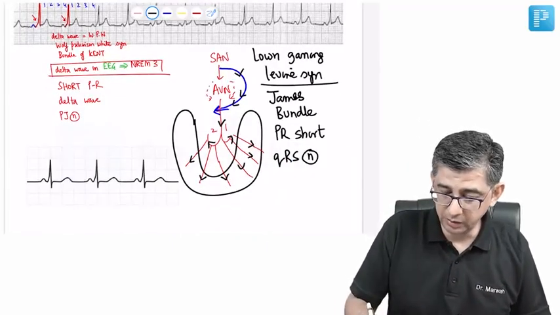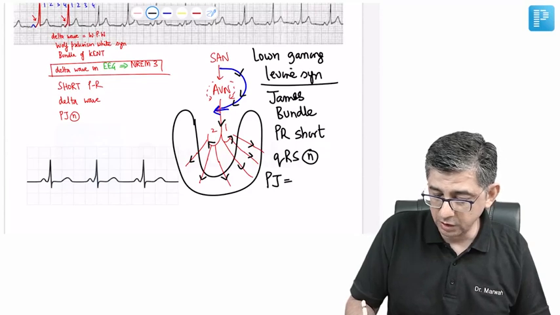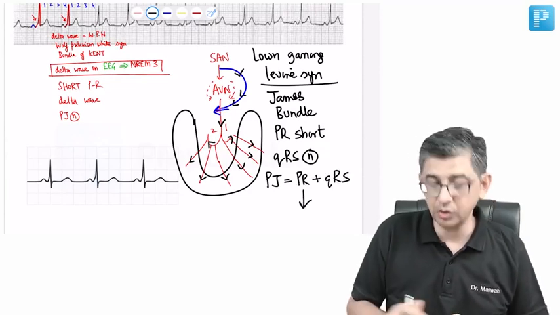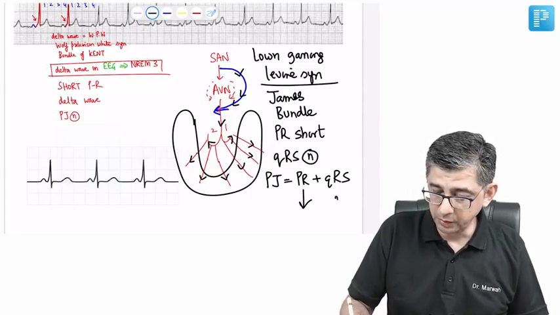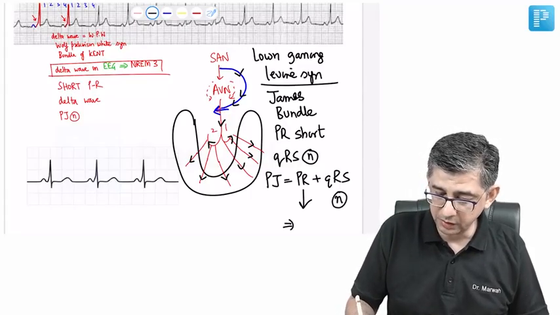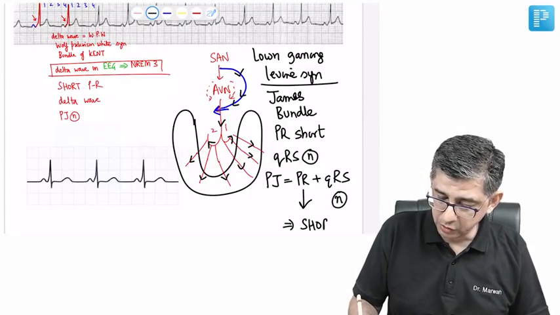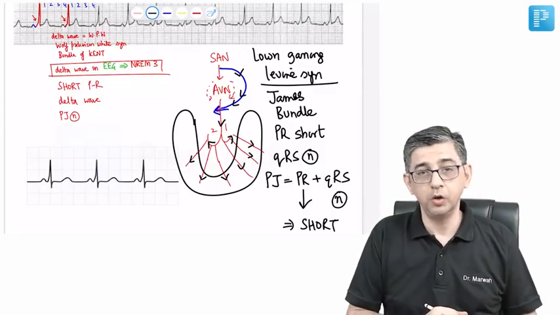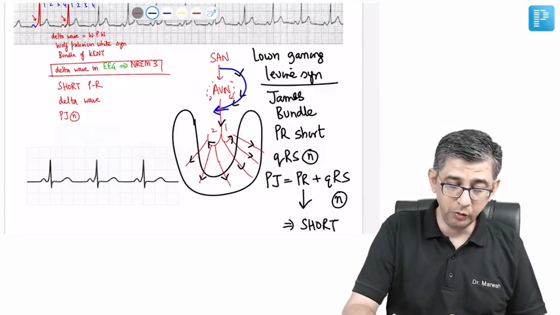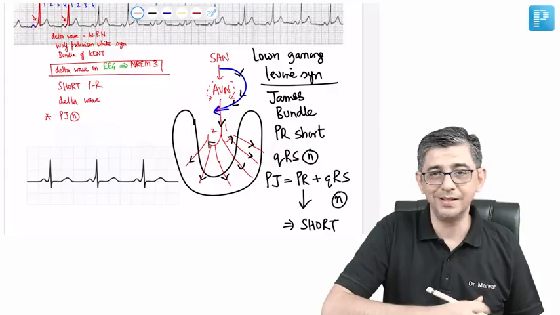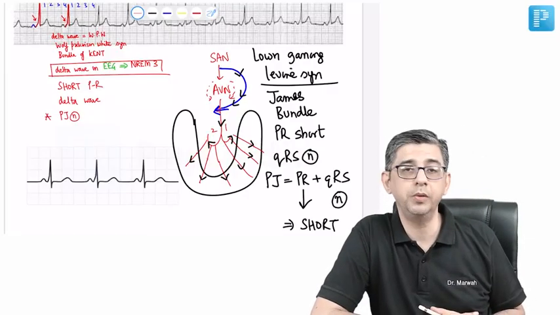Now comes the mathematics. I'm going to write that formula once again. PJ is the combination of PR plus QRS. What is happening is PR is short and the QRS of the patient is normal. So if you look at the mathematics here, the PJ interval of the patient will be short. And if you're paying attention to me carefully here, you will notice that few seconds earlier, I had told you PJ is normal in WPW.